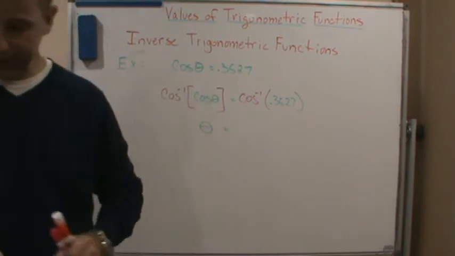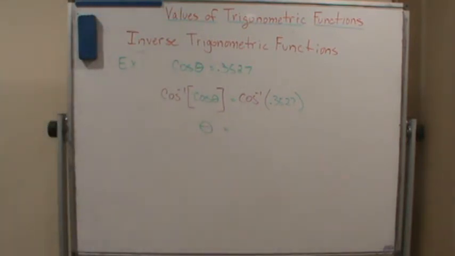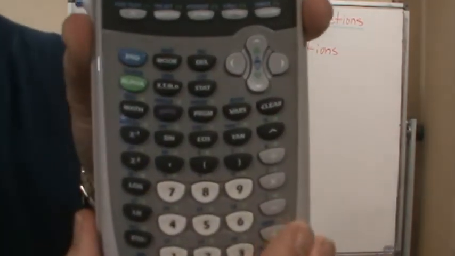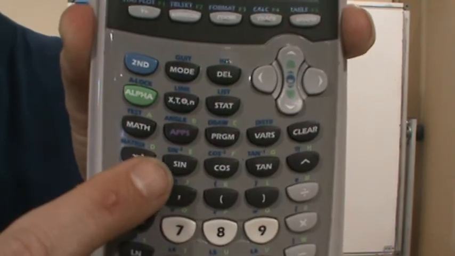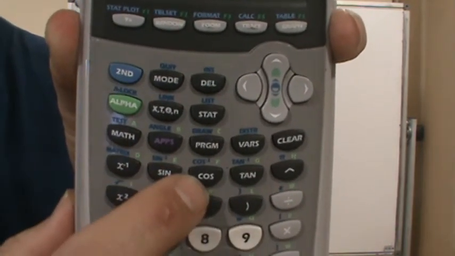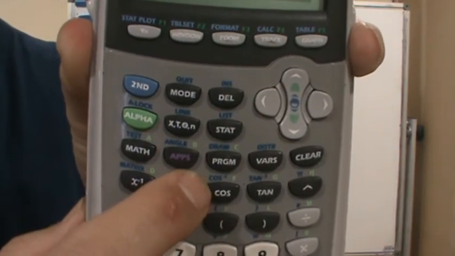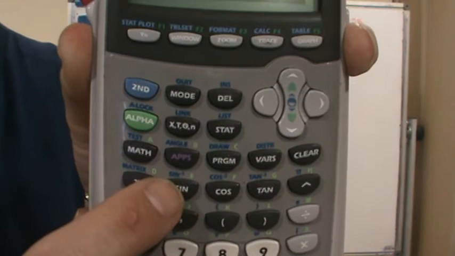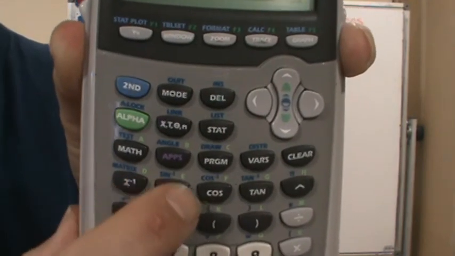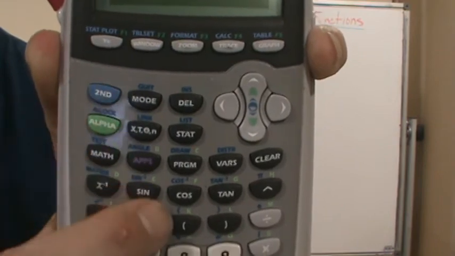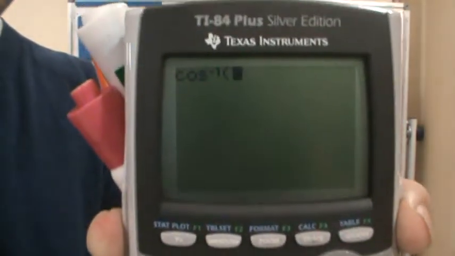Okay, so now theta equals the inverse cosine. So all I'm going to do is I'm going to use these up here. See, notice above sine you have inverse sine, and above the cosine key you have in blue cosine, inverse cosine, and so on. So the inverse functions are located in blue above the trig keys. Okay, so I'm going to use second cosine to get the inverse cosine.